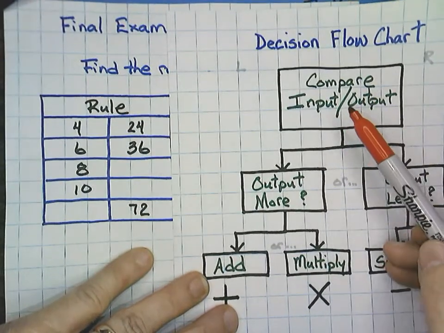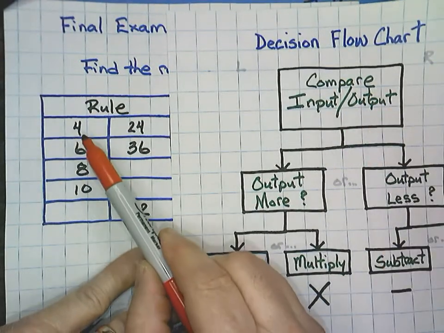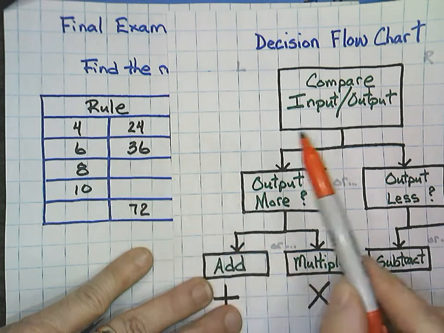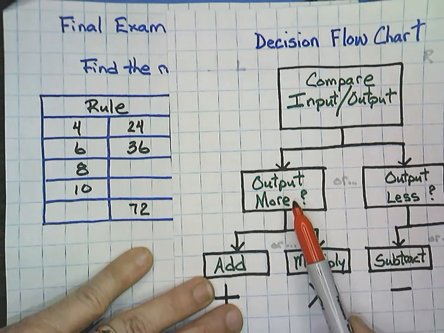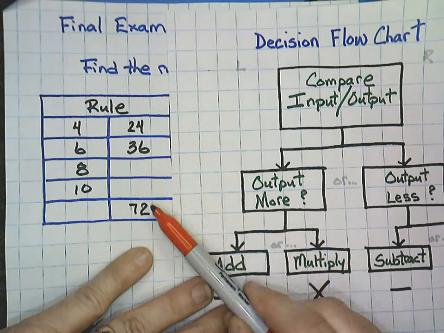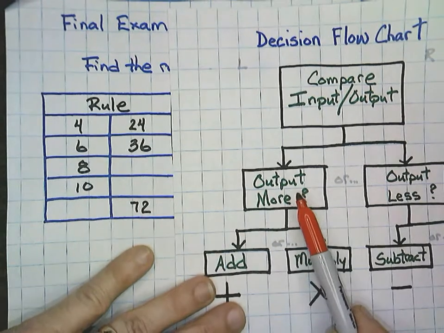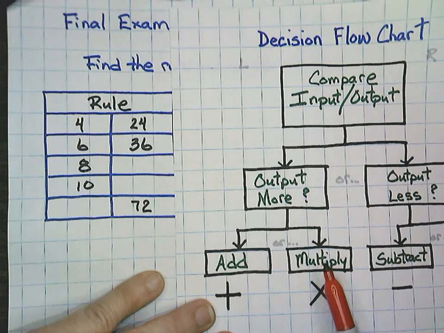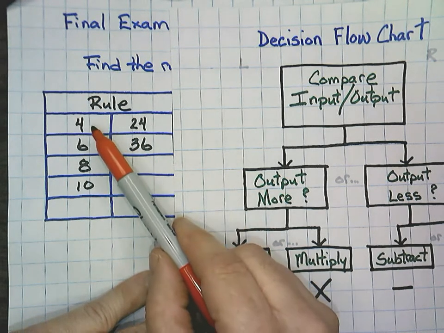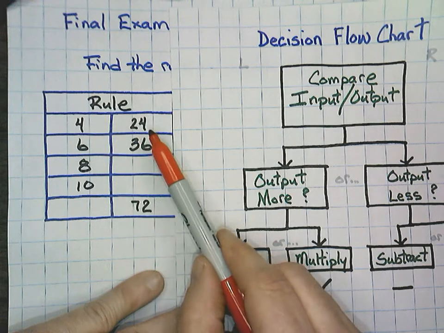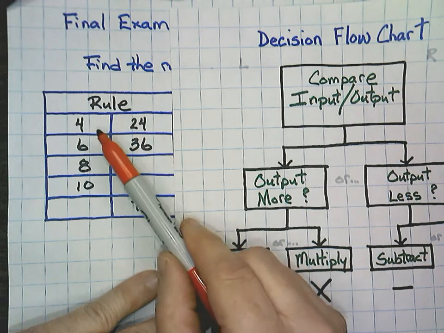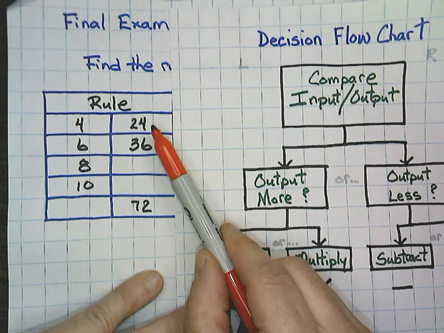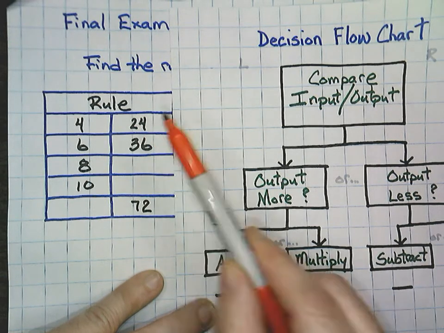I'm going to compare my input and output. Here's my input. Here's my output, and I see here that my output is definitely more for each of my numbers here that I can see. So my choices are going to be either addition or multiplication. Well, if I added, it would be 4 plus 20. But I also know that 4 times 6 is equal to 24. So I suspect that this is a multiplication rule.